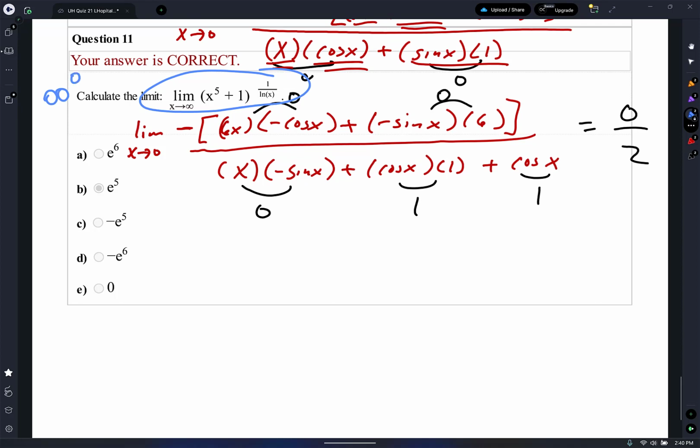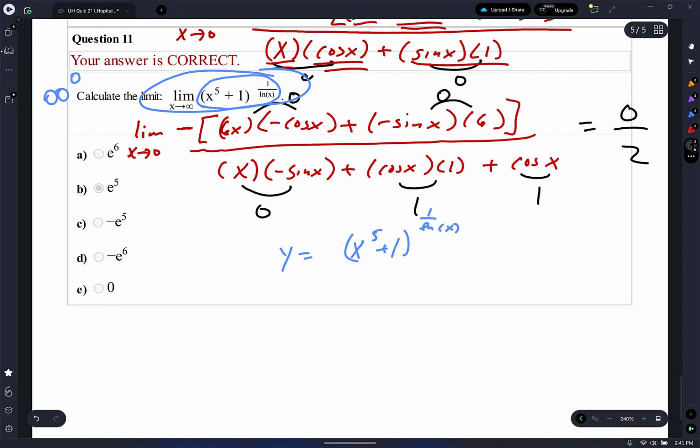That's indeterminate form. Here's how you do it. Don't even mess with this. I would just go to the side and say y equals, everything in sky blue is this question. Y equals x to the 5th plus 1, and notice I left a little bit of space, to the 1 over ln of x. Here's what I would do. Anytime you have an exponent, ln it, so you can bring that exponent down. I'm going to put an ln here, and an ln there.